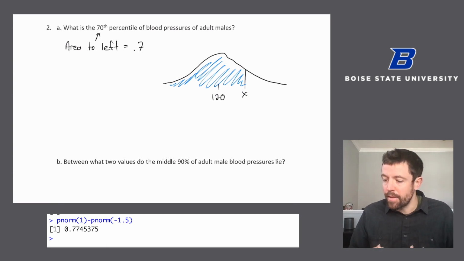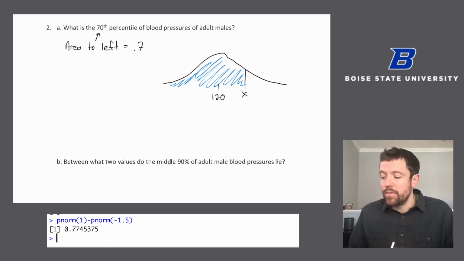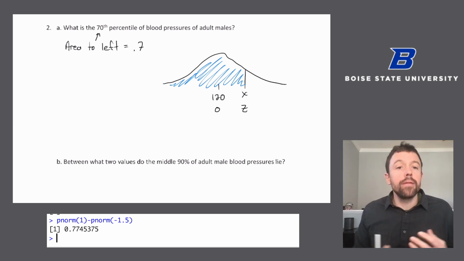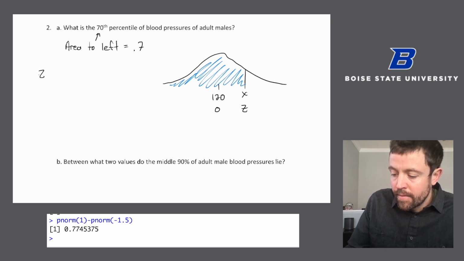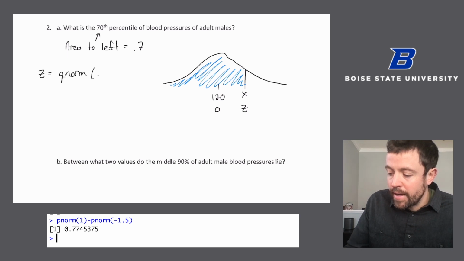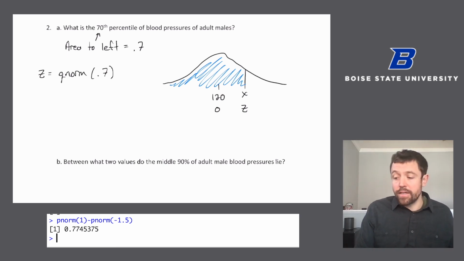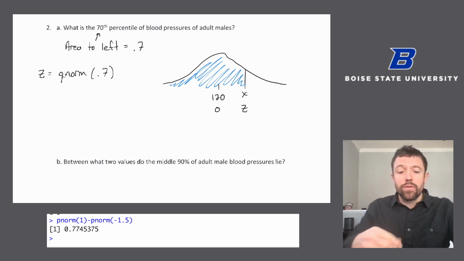All right, so how are we going to do this? Well, we're going to start by figuring out a z-score. So we can't immediately get X, but we can figure out what Z is. And to do that, we use the qnorm command in RStudio. So qnorm does the opposite of pnorm. Pnorm takes a value, a z-score, and tells us the area to the left. Qnorm takes an area to the left and tells us the corresponding z-score. So I'll type this in.